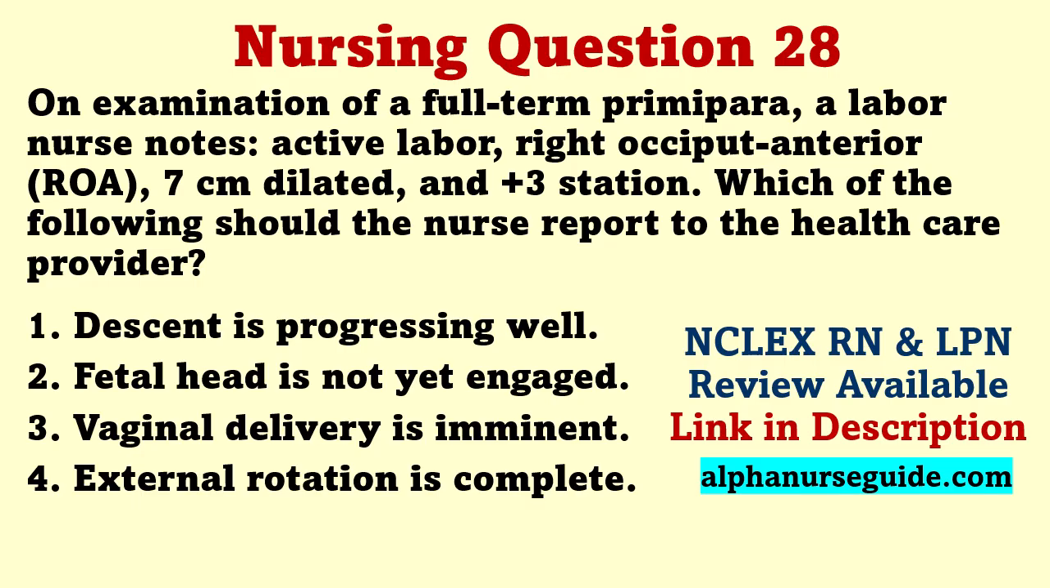Descent is progressing well. The presenting part is 3 centimeters below the ischial spines. Descent is progressing well. The fetal head is well past engagement. Engagement is defined as 0 station. The woman, a primipara, is only 7 centimeters dilated. Delivery is likely to be many hours away. External rotation does not occur until after delivery of the fetal head.